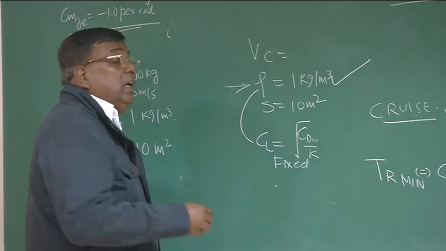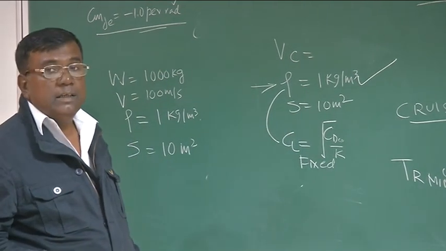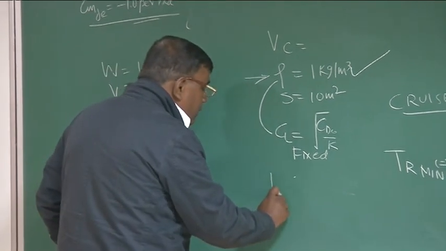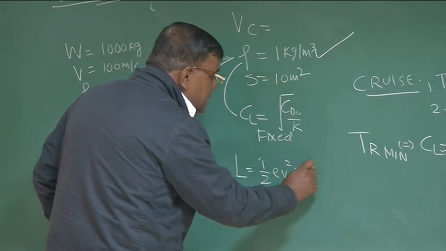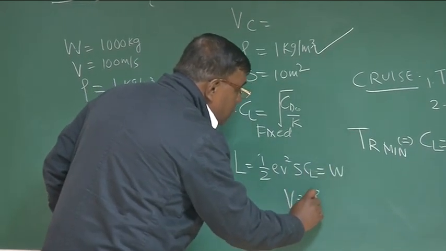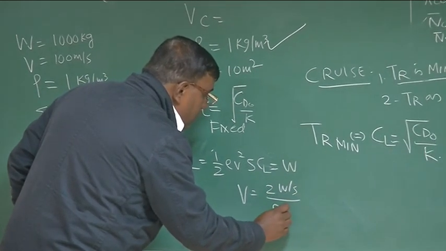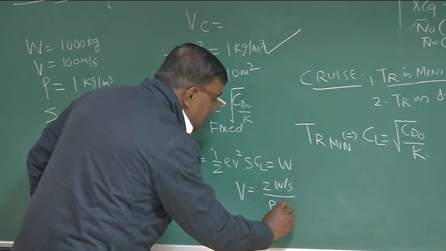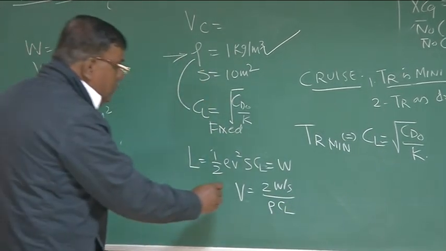How? Because after all, at cruise, lift has to be equal to weight. Right? So, lift will be equal to half rho V square S CL, that should be equal to weight. So, V will be equal to root of 2 W by S by rho CL. And what is this CL I will take? So, this becomes V cruise.